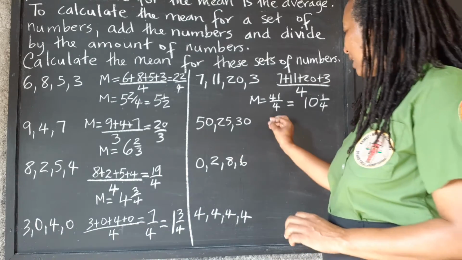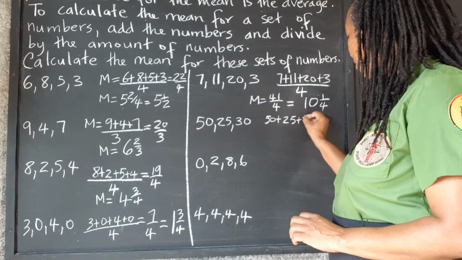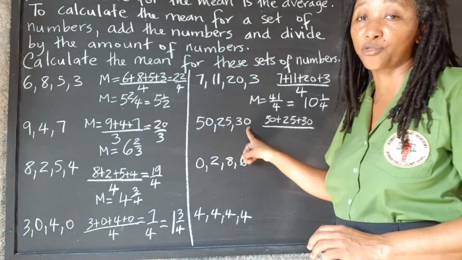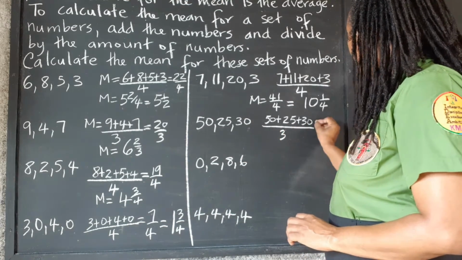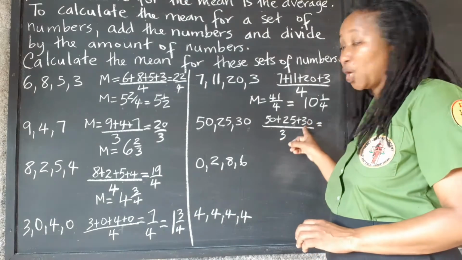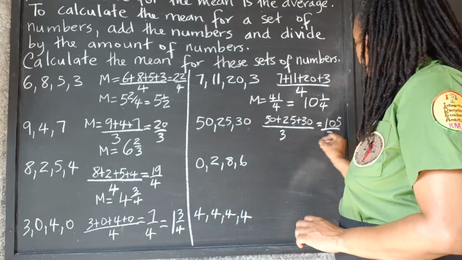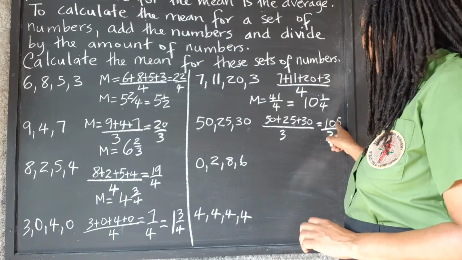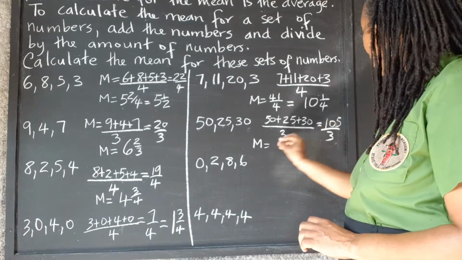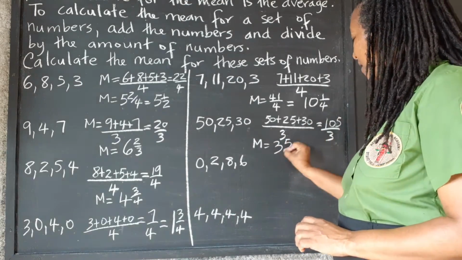Alright, now let's add these. 50 plus 25 plus 30, all divided by 1, 2, 3 numbers. 50 plus 25 is 75, plus 30, that's 105, divided by 3. 3 goes into 10 3 times, remainder 1, and 3 goes into 15 5 times.